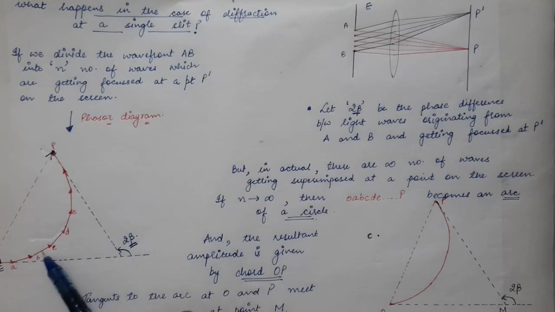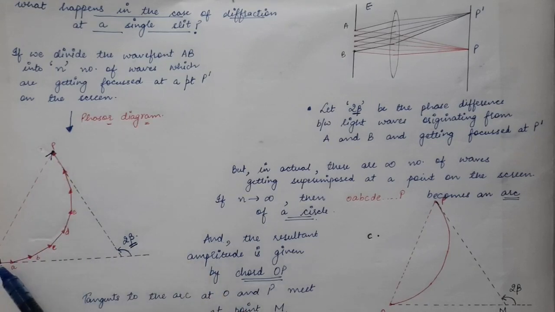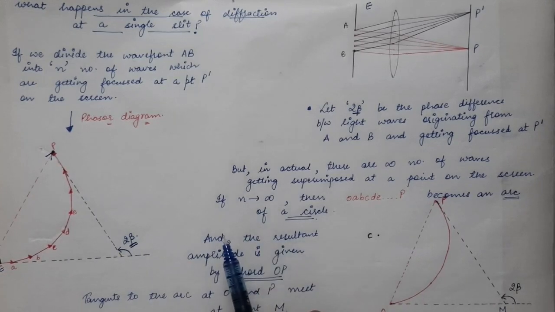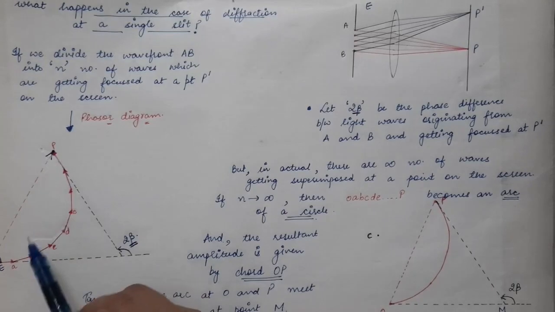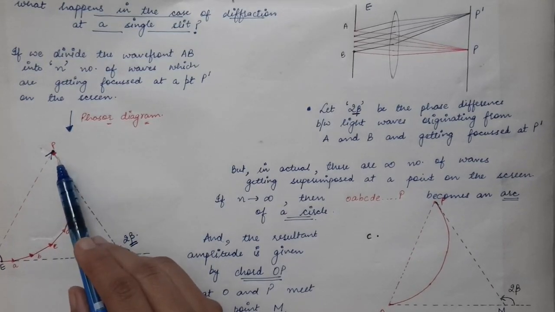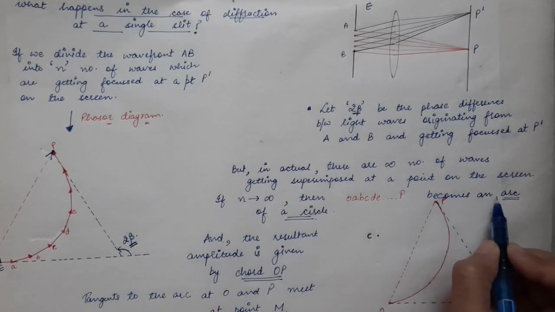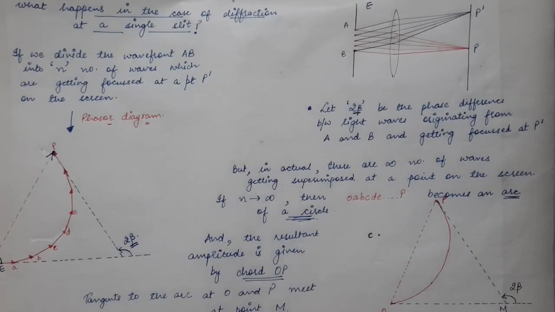So this curved portion which we have drawn over here, now there will be a small number of vectors, and there will be an infinite number of such vectors. When you draw an infinite number of such vectors in this diagram, this curved portion will approach, it will become an arc of a circle.